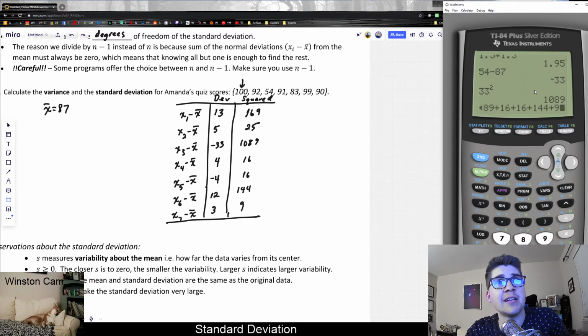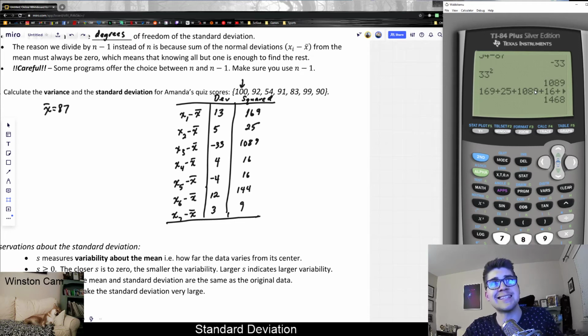Okay, sorry, trying to add all these up. Adding up all those squared deviations, we've got 1468. So I'm going to note that right here. And so, writing down what the variance is, the variance is the sum of all of the squared deviations, which is 1468. Oops, let me rewrite that. That came out a little messy.